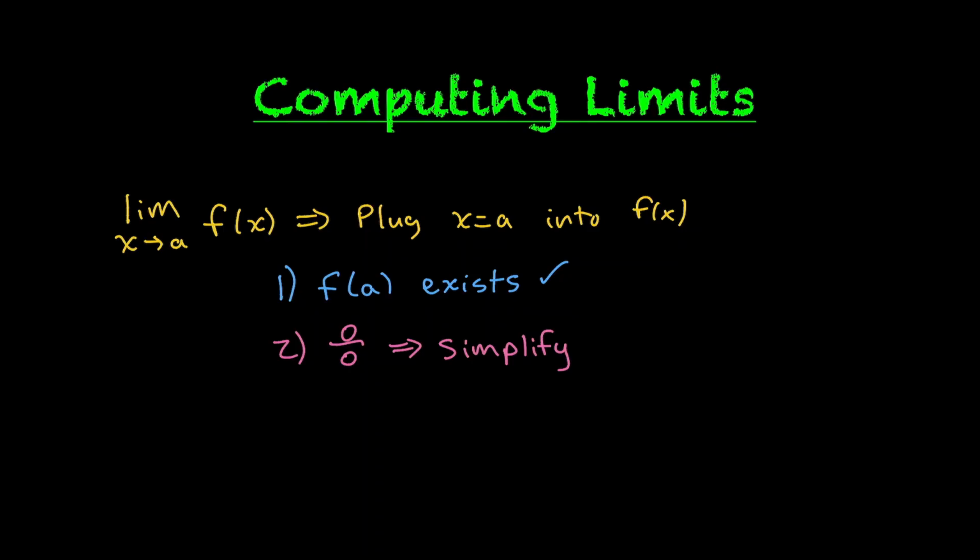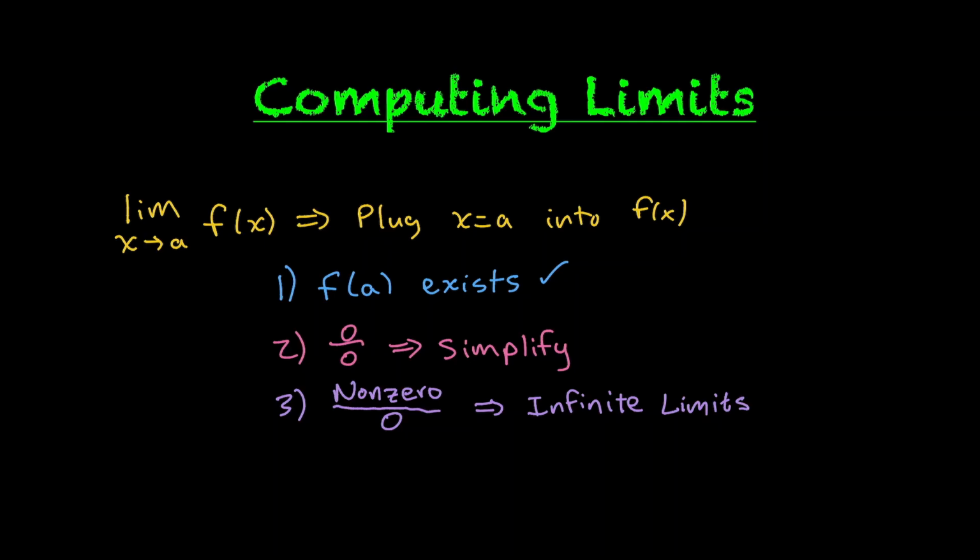And the third thing that can happen is you plug in and you get a non-zero on the top, something like 3 or 4 or -2, but you get 0 on the bottom. And when you have this, you have an infinite limit. Now, that does not mean that your answer is equal to infinity. It means you're going to have to check what type of infinity it goes to, and we'll go through an example of that later on as well.